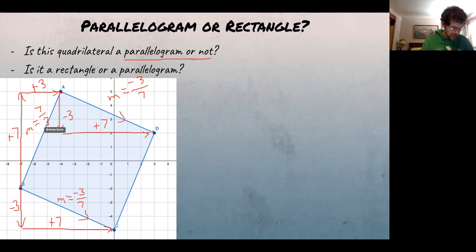All right, now the last one I need to do is going from C to D. So I'm going to go up 7. I was counting it up real quick. Up 7, right 3. All right, and when I do that, that also gives me a slope of 7 over 3. So these 2 are also parallel. So at this point, I've determined these are parallelograms.